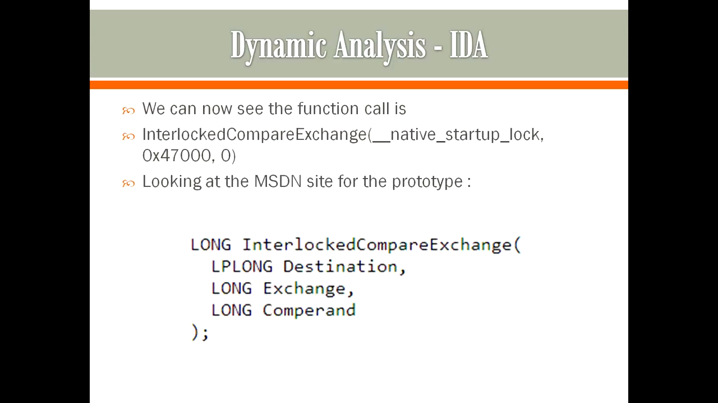If you Google the name of this function call, you can find documentation of this function on MSDN, which is the Microsoft Developer Network. Looking at the arguments passed into this function, we see that the first argument corresponds to a destination, the second argument represents an exchange, and the third argument value is its comparand.